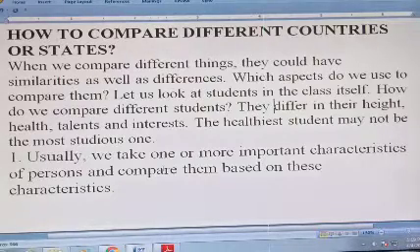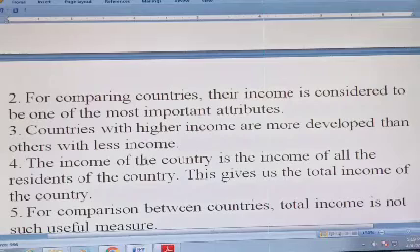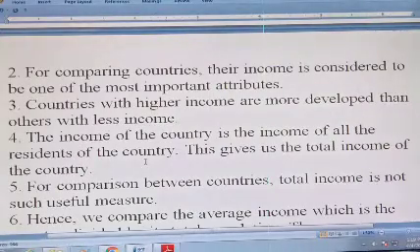Number one, usually we take one or more important characteristics of a person and compare them based on these characteristics. Number two, for comparing countries, their income is considered to be one of the most important attributes. What is the most important attribute? Income. On the basis of income, we compare the countries.